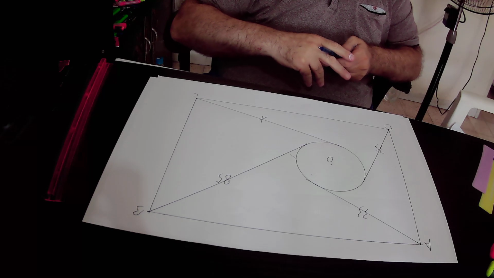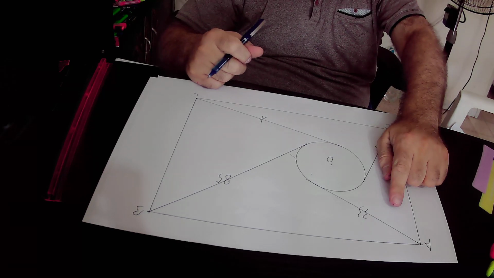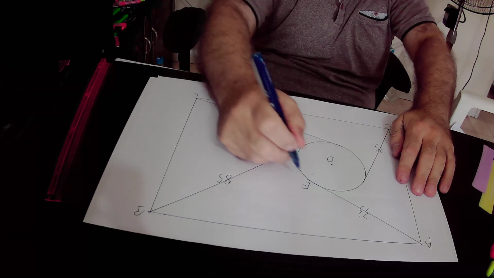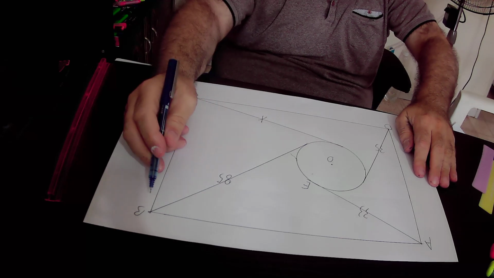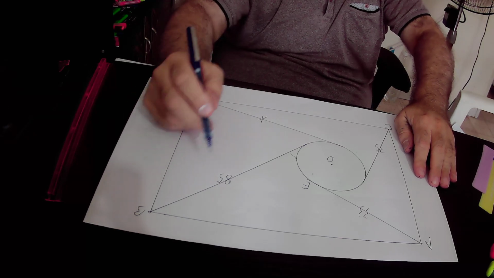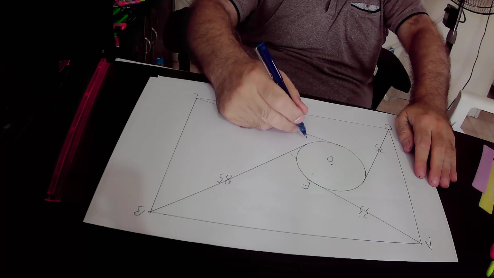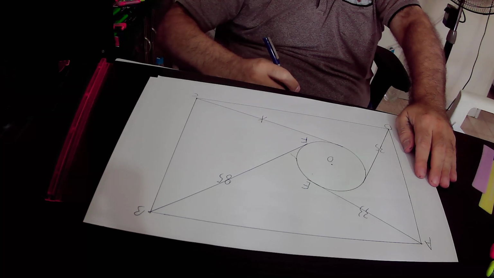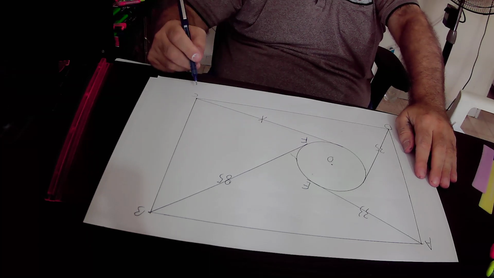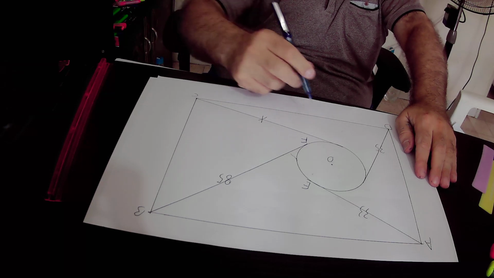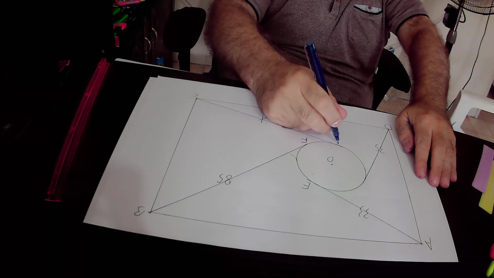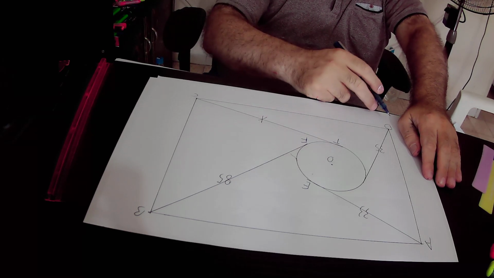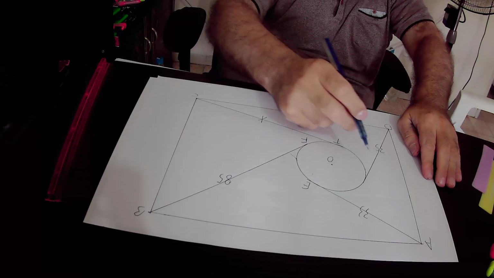We define the point of tangency of the tangent from point A to this circle as E. We define the point of tangency of the tangent from point B to this circle as F. We define the point of tangency of the tangent from point C to this circle as T. And we define the point of tangency of the tangent from point D to this circle as M.